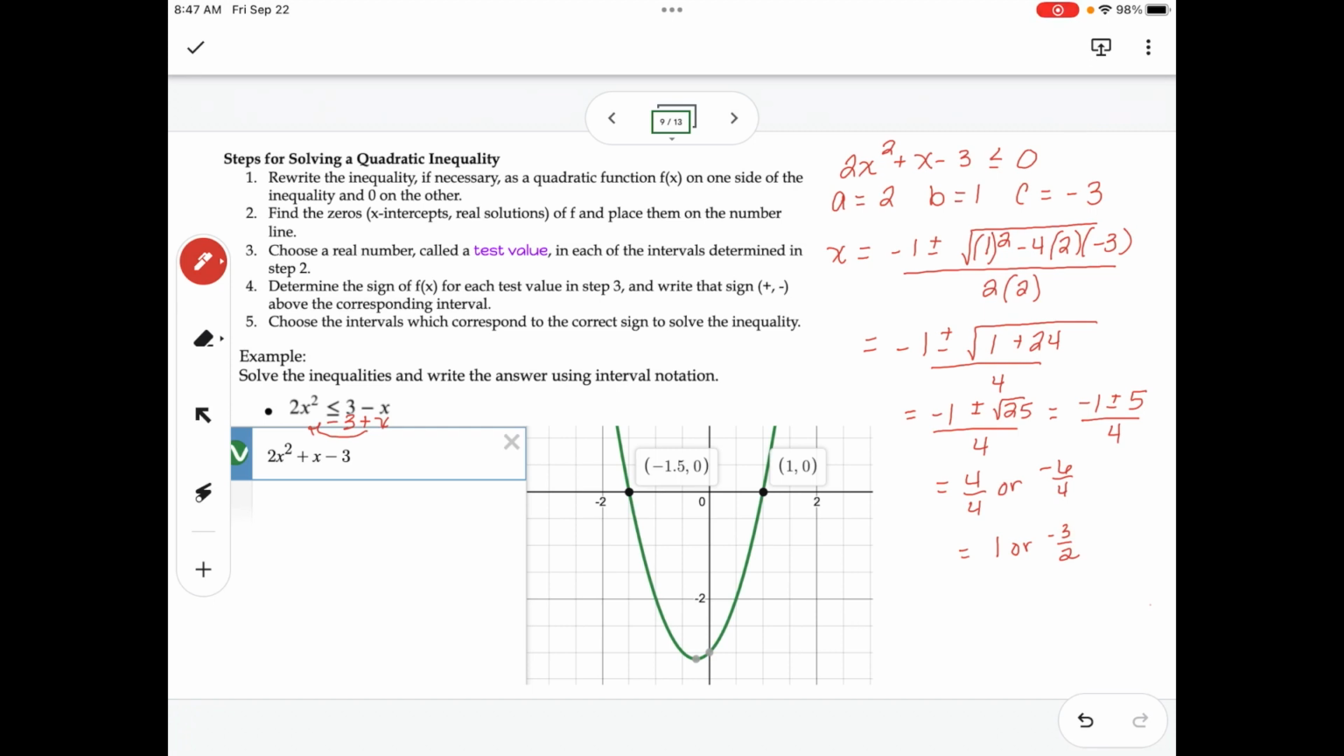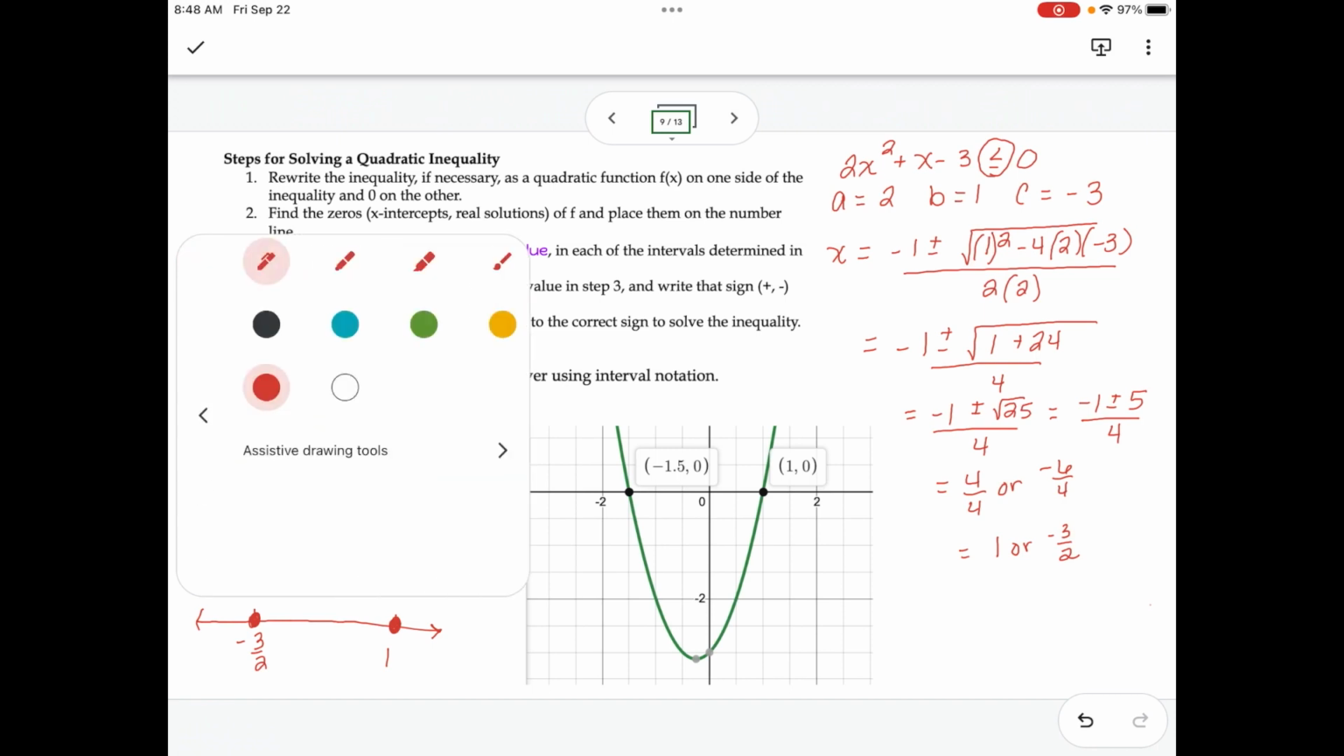All right, so now we need to determine where are we going to shade, right? We need to figure out where we're going to shade. So I'm going to draw a little number line over here. Let's see here, -3/2 would be on this side. 1 would be on this side. It can equal, right? It can equal. So these points would be equal to. Now, just a matter of where we're going to shade.